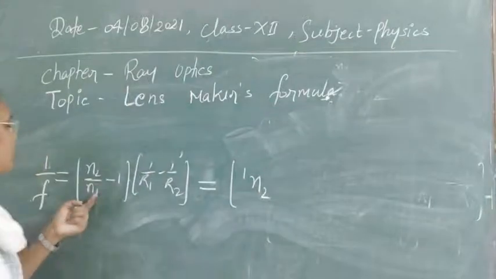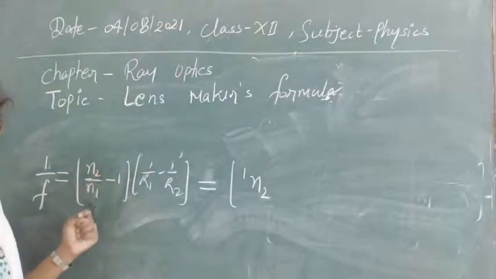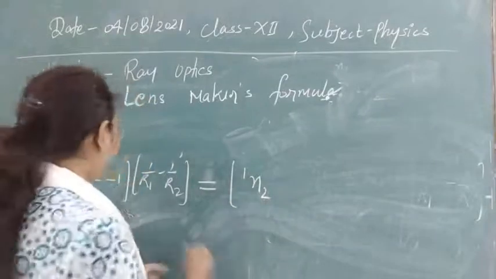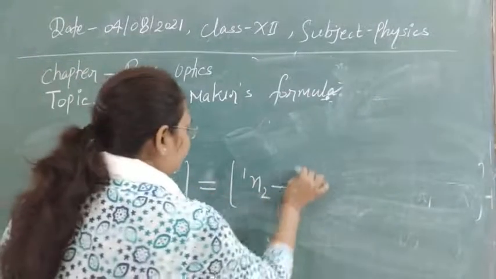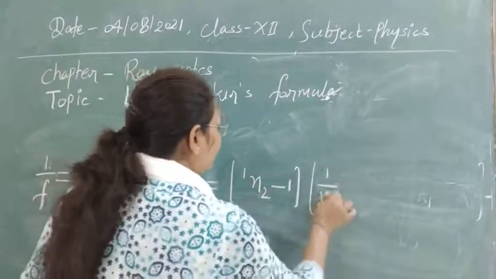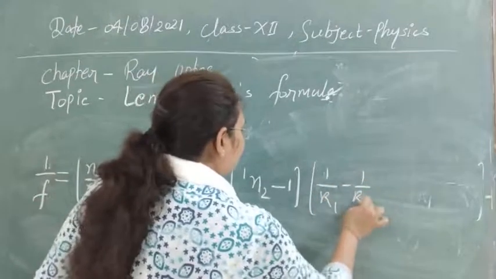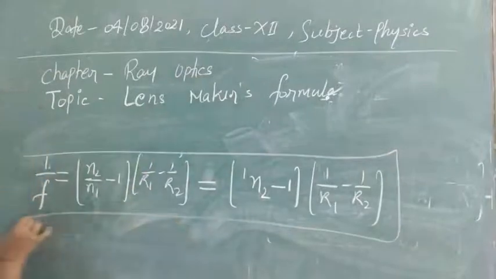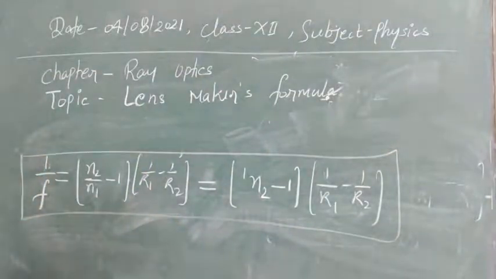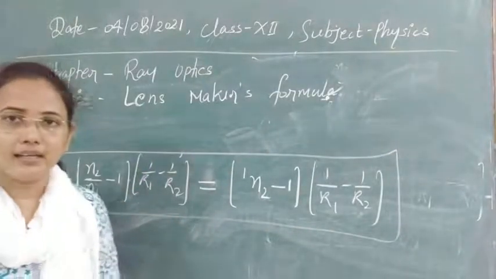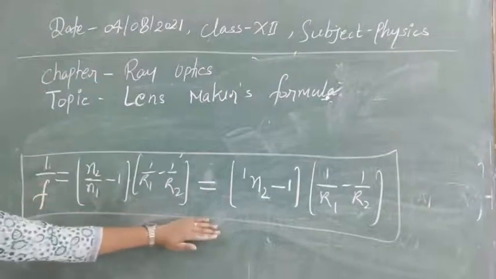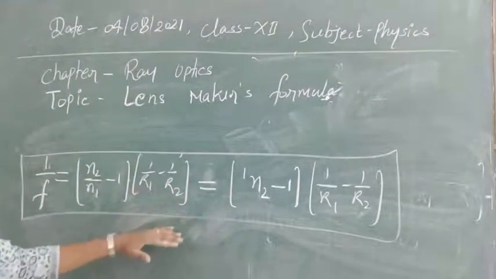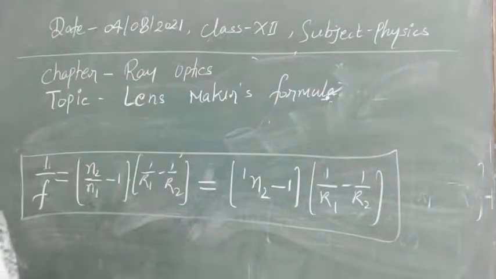As light is going from the first medium to the second medium, I have told you how to write this one. This is n2 by n1 minus 1 equals 1 upon r1 minus 1 upon r2. So this equation that you have is now called the Lens-Maker formula, or refraction by the lens. We use this formula to make the lens. So I think this is now very clear.